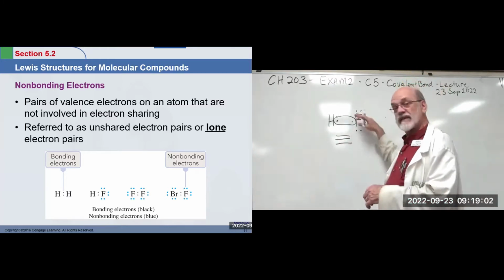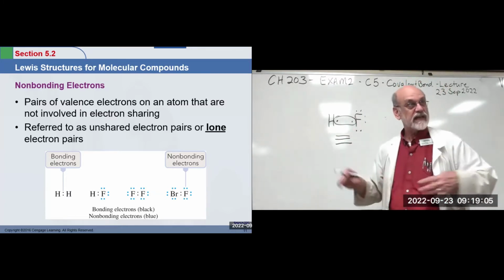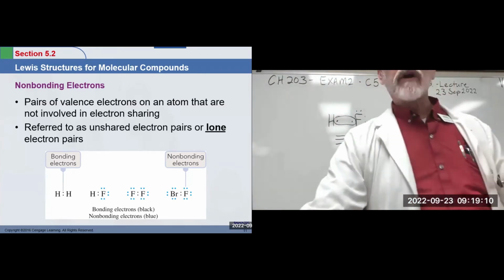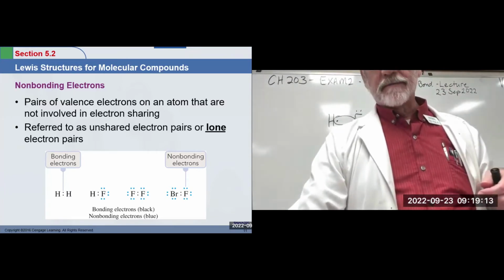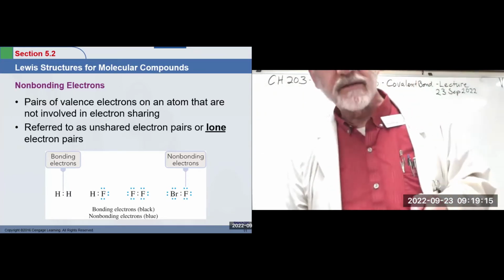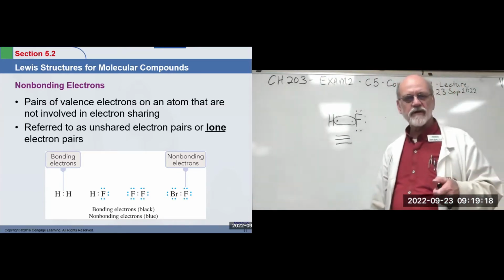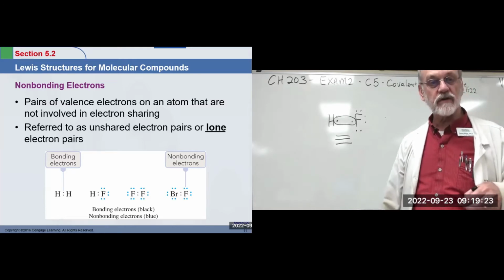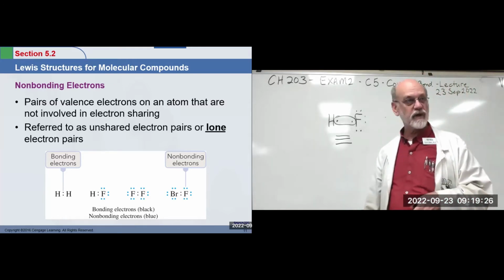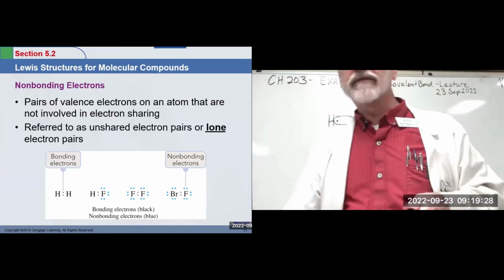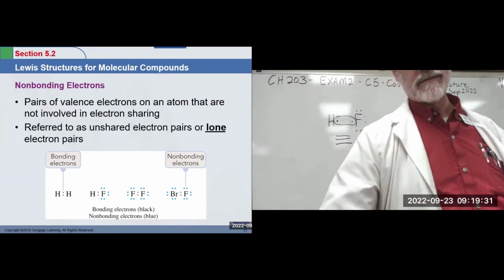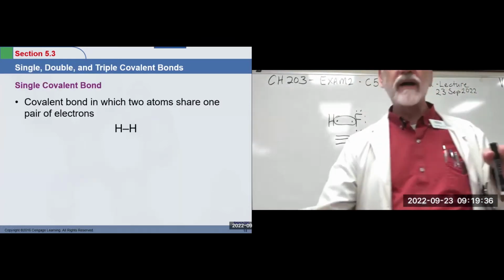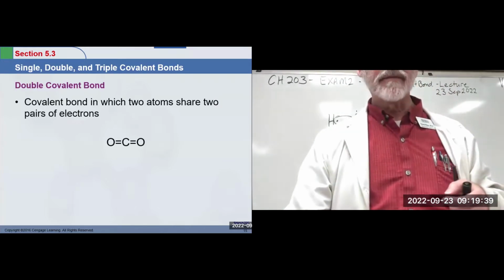Now we can dig into these valence electrons later if we need to. But you have the bonding electrons, you have the non-bonding electrons, and the electrons that are unshared, those pairs that are unshared, are often called lone electron pairs. They're all alone out there, nobody to bond with. Okay, so this is a single bond. Just one line means 2 electrons.